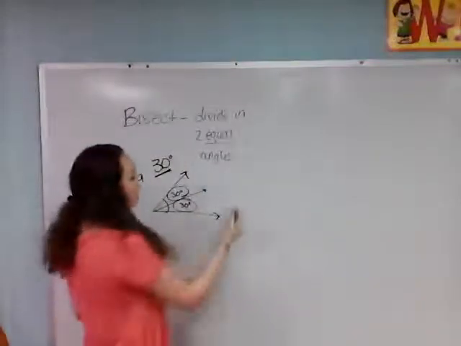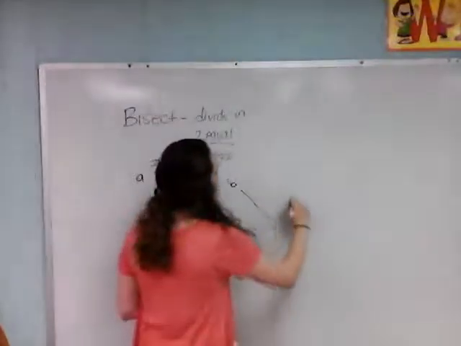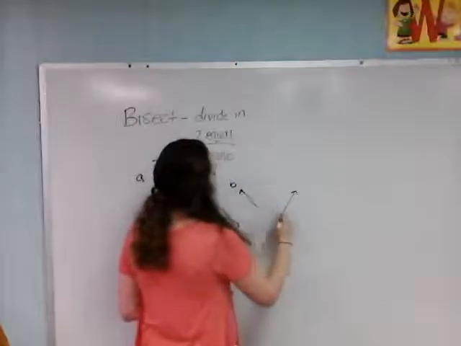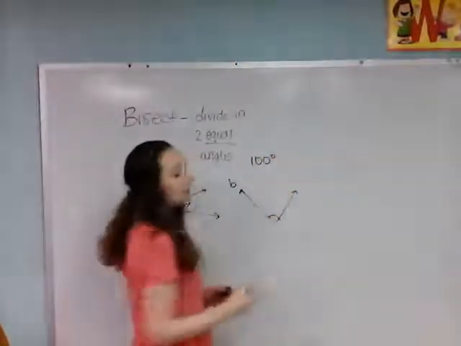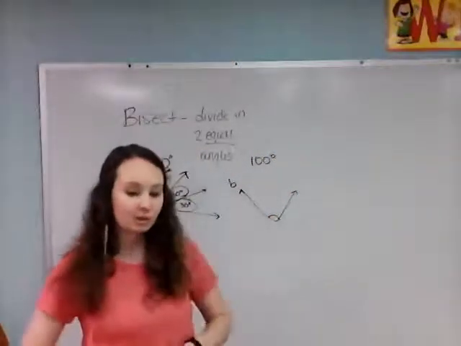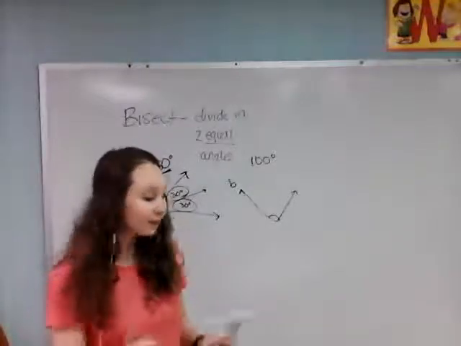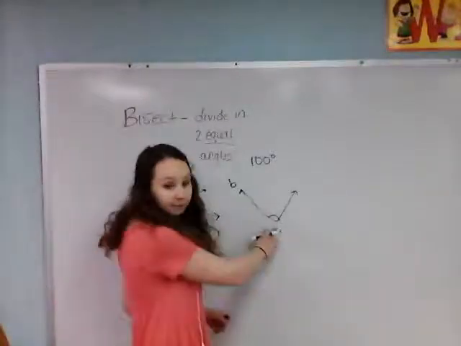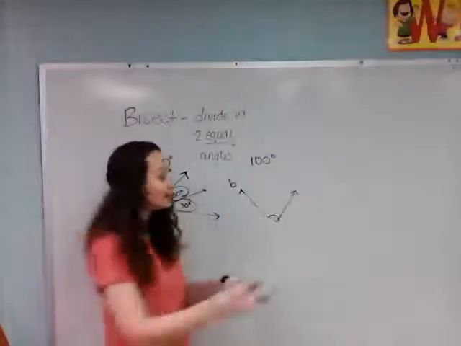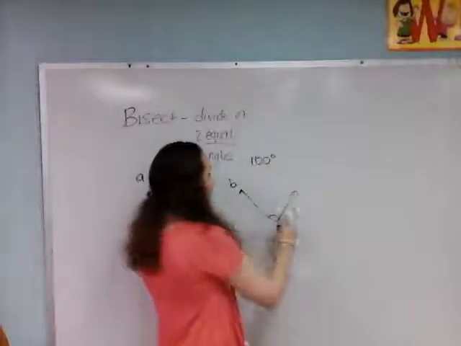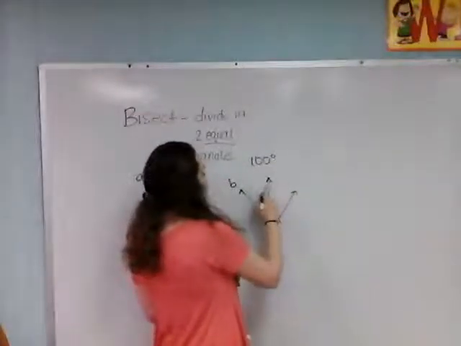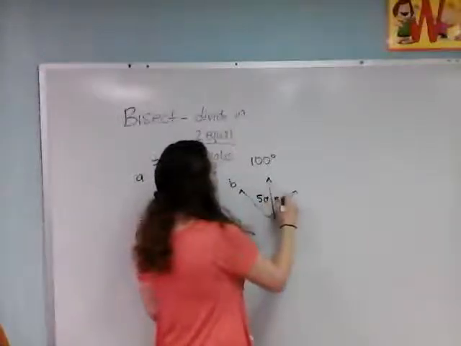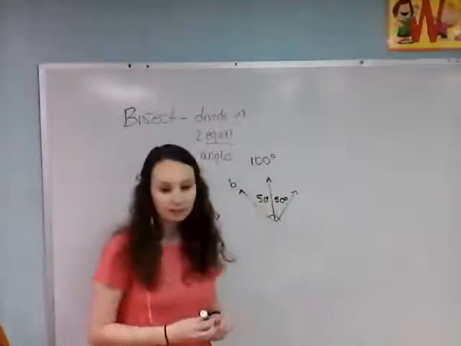So the same thing, you need to measure it first of all, which is going to be 100 degrees. So if the whole thing is 100, Calvin, what is 100 divided by 2? 50. So we need to make both of these into 50-degree angles. So you do the same thing. Put your protractor, find where 50 would be, and draw your arrow to make it equal to 50 degrees.